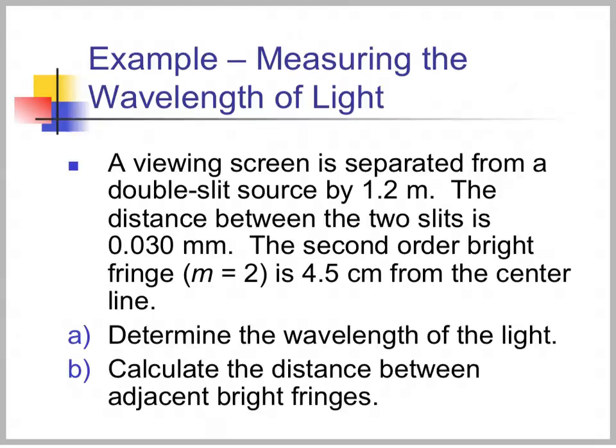So let's use this. We say we have a viewing screen separated from a double slit by 1.2 meters. The distance between the two slits is 0.03 millimeters. The second order bright fringe, m equals 2, is 4.5 centimeters from the center line. Determine the wavelength of the light and calculate the distance between adjacent bright fringes.